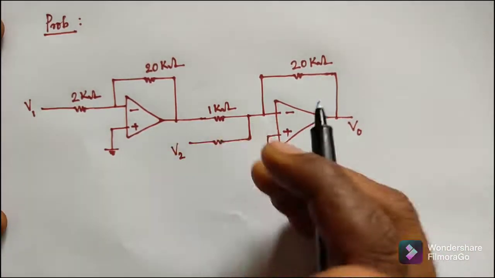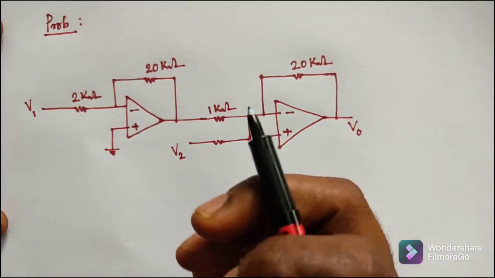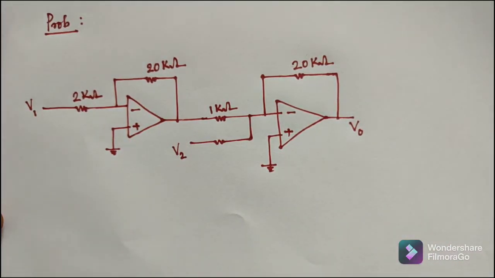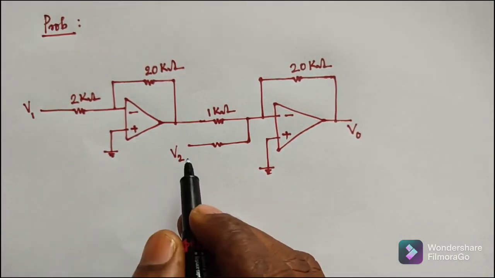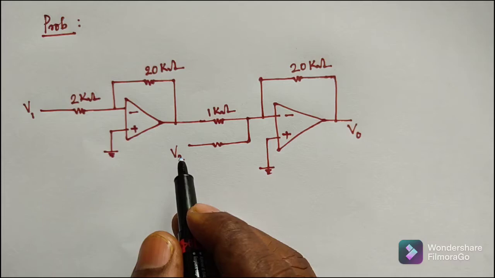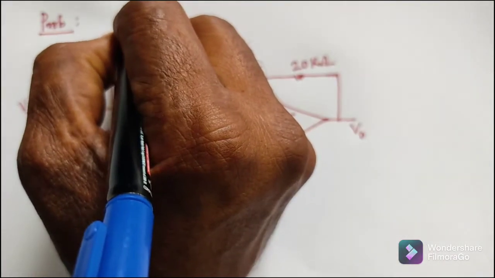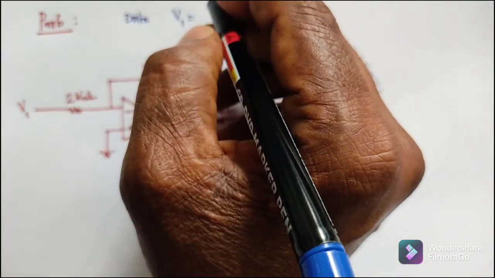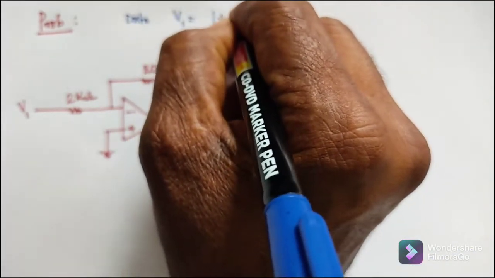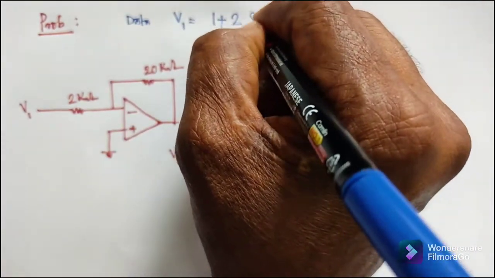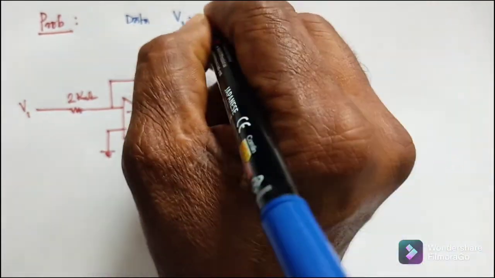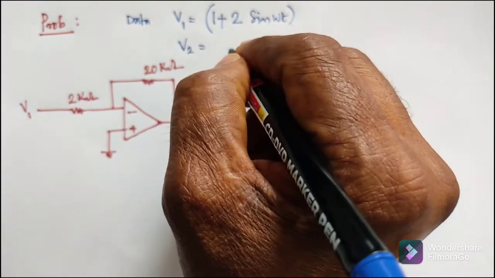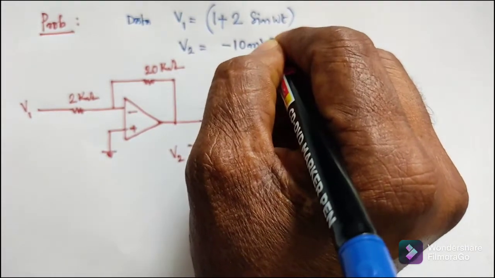Now we are going to discuss another problem. This is somewhat an extension of the previous summing amplifier. In this problem, we have the data V1 and V2. V1 is the input, that is 1 plus 2 sin omega t. And the V2 value is minus 10 millivolts.